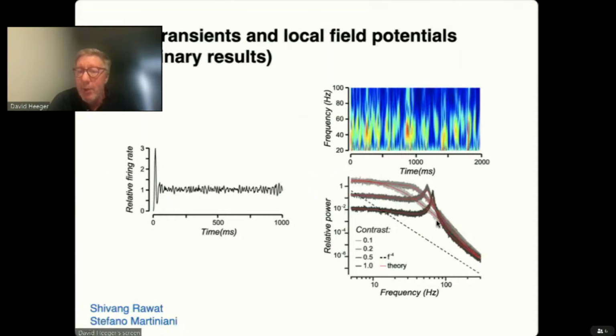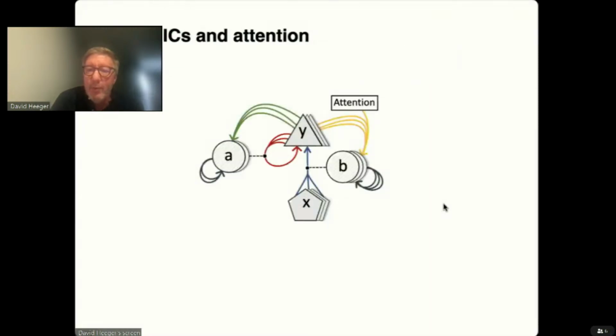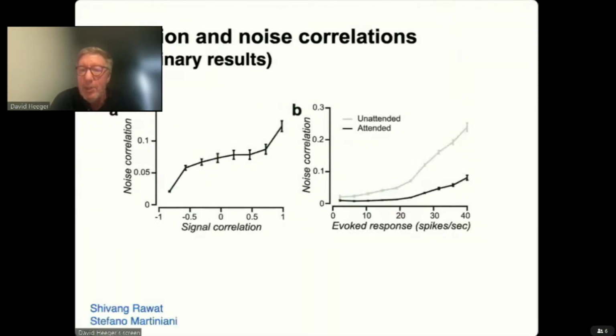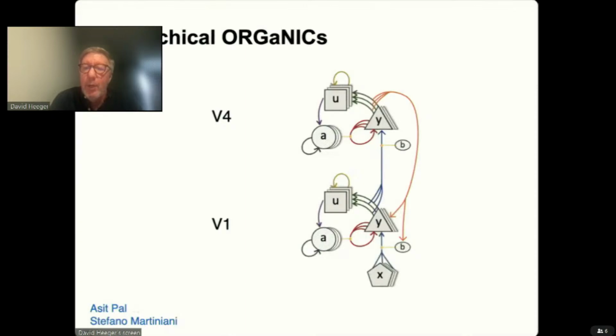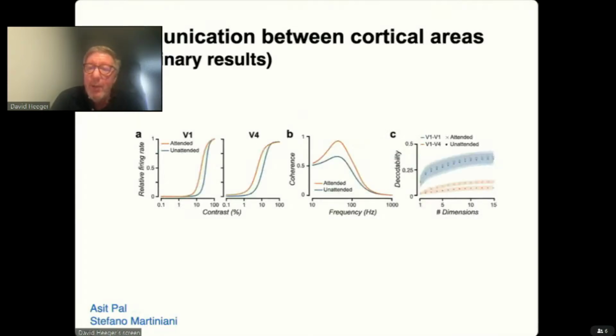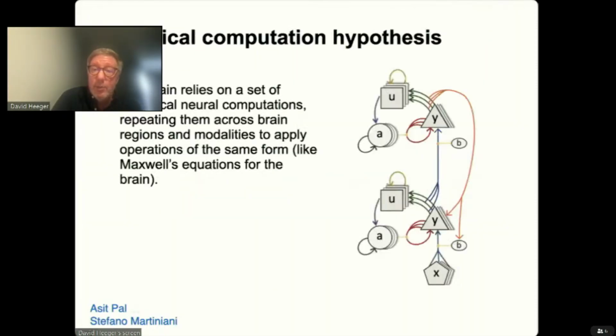These red curves are closed-form analytical expressions showing peaks in the gamma frequency range. We can add attention to it, and again derive closed-form expressions for things like the noise correlations between pairs of neurons. We can put this into a hierarchical model that includes feedback, like the PNAS paper I pointed at just a minute ago. And then we can derive, again, closed-form expressions for coherence between brain areas, communication subspaces between brain areas, and other results as well.